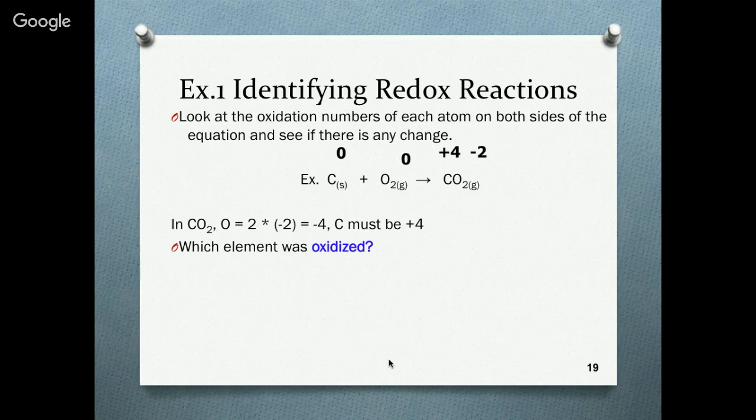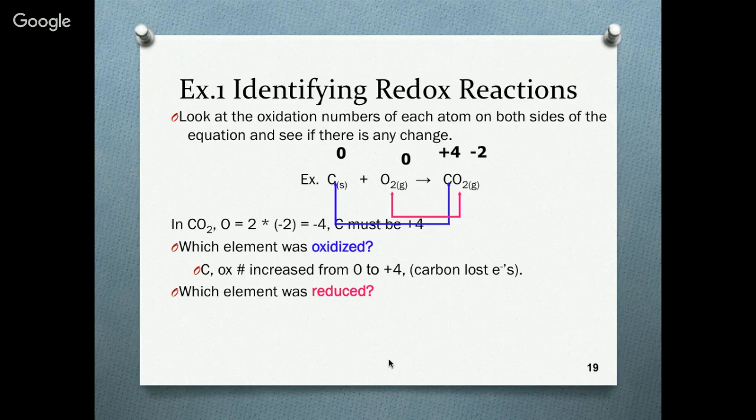So which substance is oxidized? You look at what the element has an oxidation state of on the left and what the oxidation state is on the right. So let's look at carbon. Carbon is going from 0 to +4 and oxygen is going from 0 to -2. The one that's oxidized loses electrons, so becomes more positive. So carbon is going from 0 to +4, lost electrons, so it's oxidized. And which element is reduced would be, well, oxygen's going from 0 to -2, so it's being reduced.